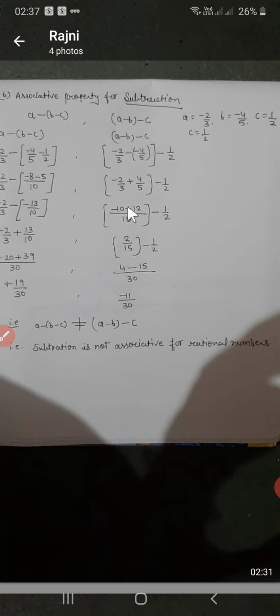Now minus plus minus, 12 minus 10, what will you get? 2. For the greater digit, the sign is positive. 2 divided by 15, minus 1 by 2. Now LCM again of 15 and 2, what will be the LCM?